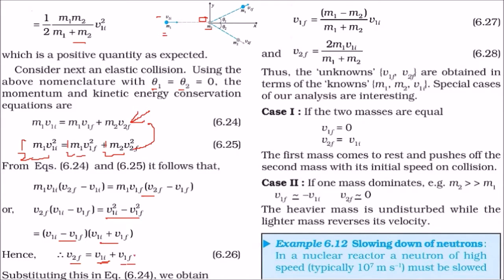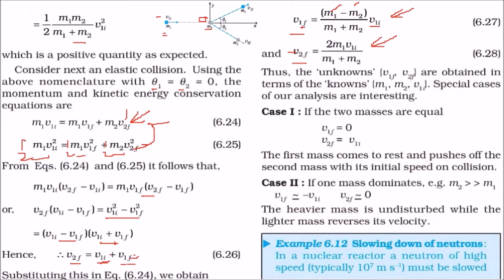Now let us substitute this in this equation. So we get a value of V1F. Similarly, we get a value of V2F. You just have to resolve; this is just like any other equation. So the unknowns, V1F and V2F, are obtained in terms of the knowns, which are M1, M2 and V1I. We are aware of this.